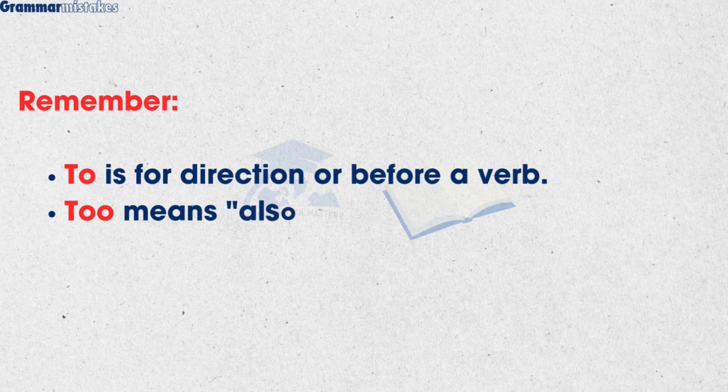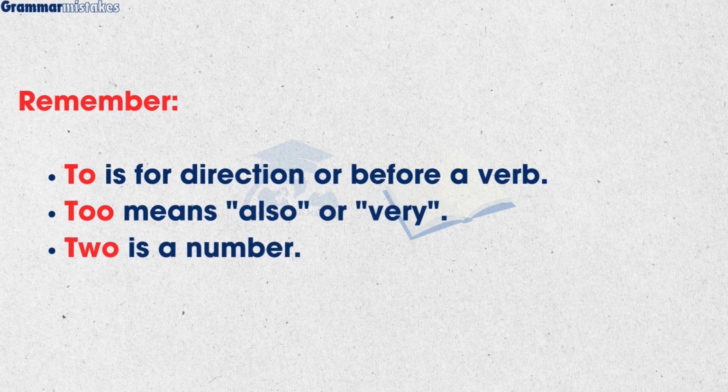Remember, to is for direction or before a verb. Too means also or very. Two is a number.